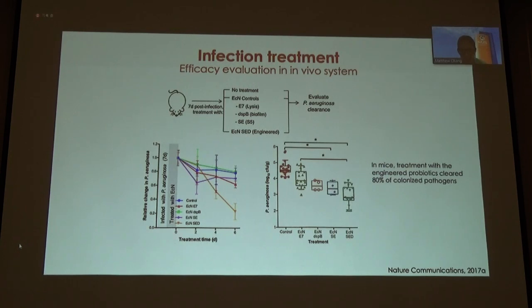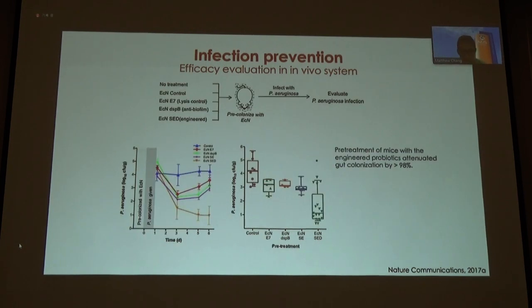So we want to validate in vivo prophylactic efficacy in animal models. To test the treatment effect, we infected mice with a pathogen prior to introducing the engineered microbes. To make a long story short, in mice, the treatment with the engineered probiotics cleared about 80% of colonized pathogens in the body. We also tested the prophylactic, preventive effect.